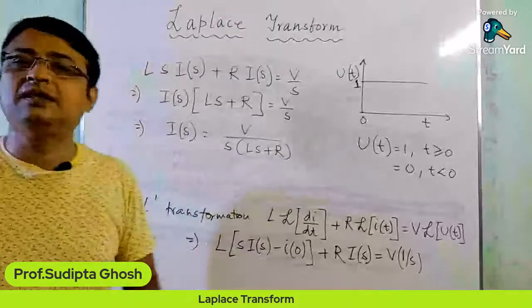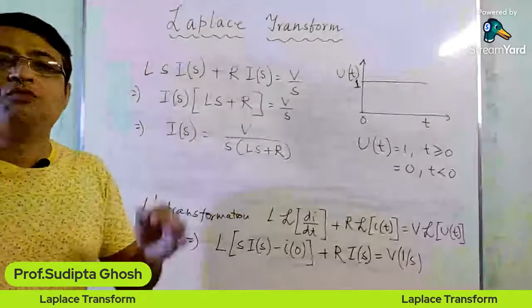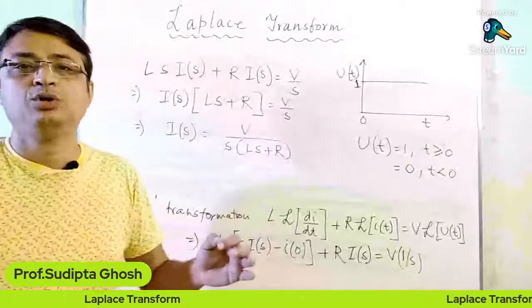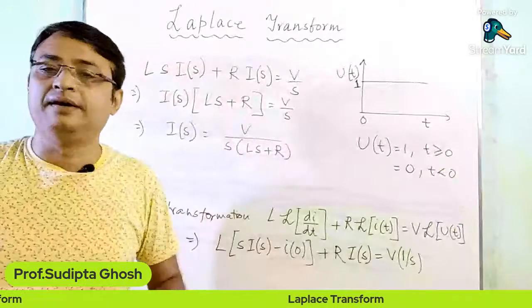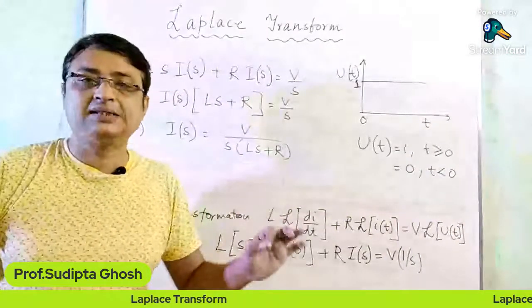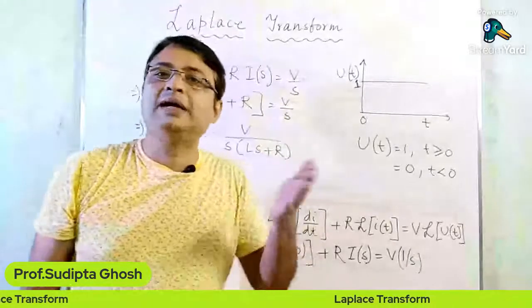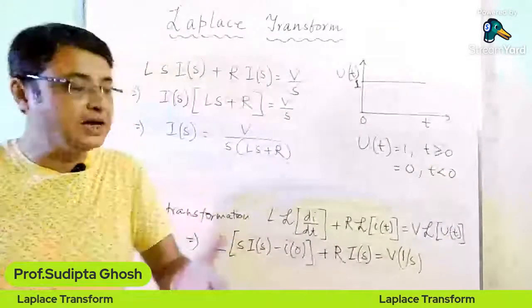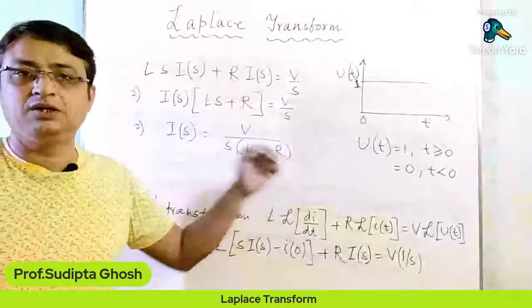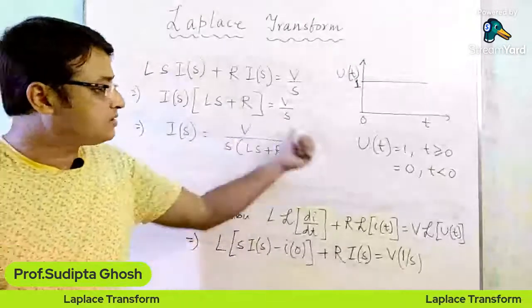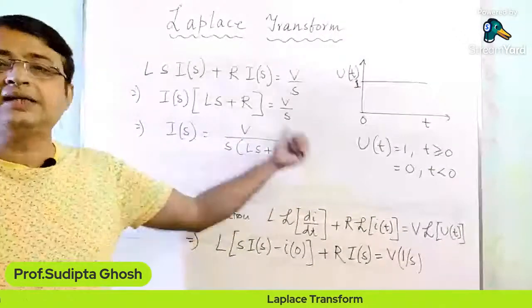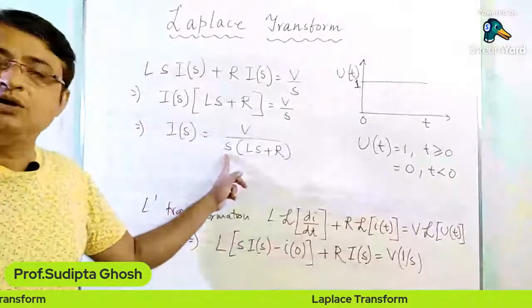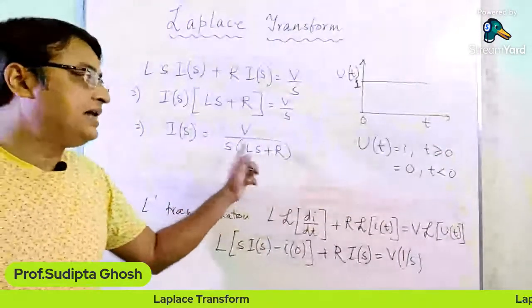Now, this is not actually the final form of IS, because when you are going to apply the Laplace transformation, remember, every time you have to write the equation as S plus some constant, or rather S plus minus A. Before applying the inverse Laplace transformation to get the value of IT, just focus on this right hand side component, where we have S independent here, and then L into S plus R.